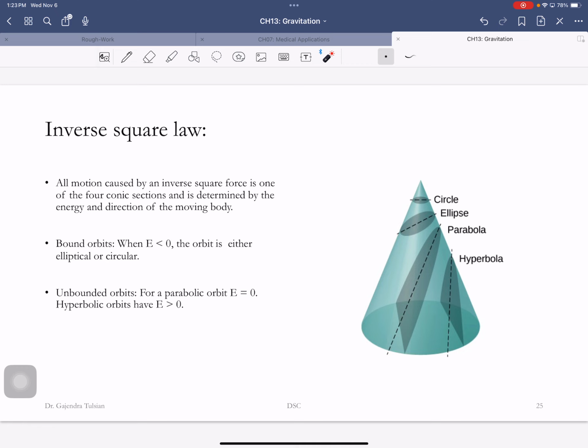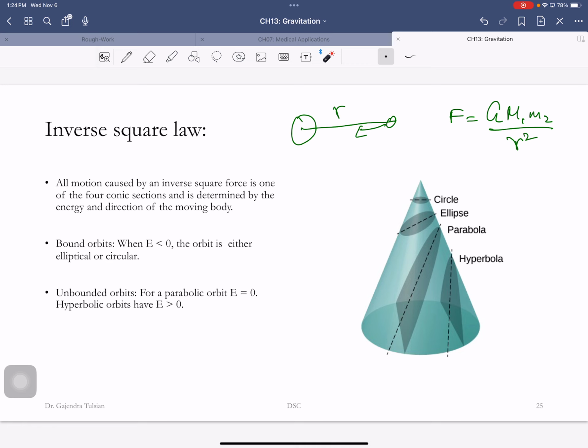All right, what is the force of gravity? The force of gravity between these two objects is given by Newton's law, where r is the distance between their centers of mass. That's the inverse square law.